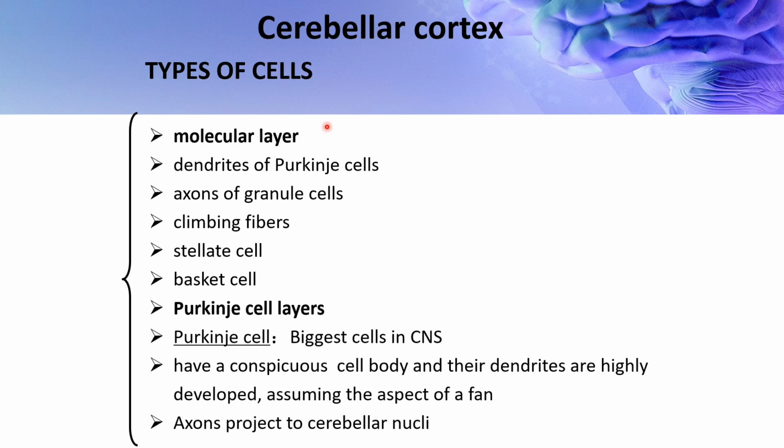So the different layers of the cerebellar cortex and types of cells which are present: the molecular layer having dendrites of the Purkinje cells, the axons of the granule cells, the climbing fibers, the stellate cells, and the basket cells. Next is the Purkinje cell layer, which is having Purkinje cells, the biggest cells in the central nervous system. That is also a main identification point in histological slides for the cerebellum. They have a conspicuous cell body and their dendrites are highly developed, assuming the aspect of a fan, and the axon projects to the cerebellar nuclei.